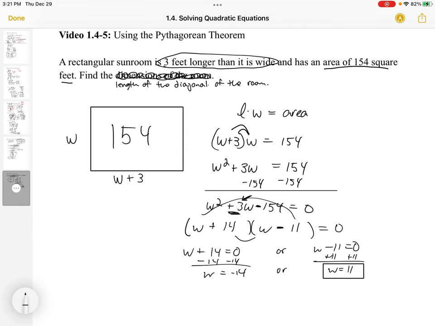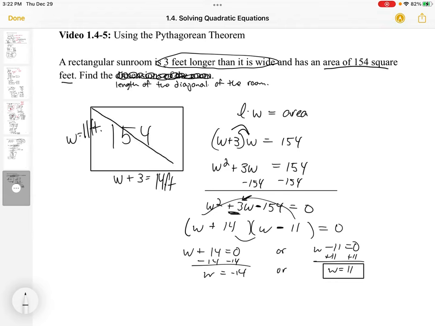So I can go up to my room here and say, okay, W is equal to 11 feet, which makes W plus 3 equal to 11 plus 3, which is 14 feet. Okay, this is great. But now the question says find the length of the diagonal of the room.